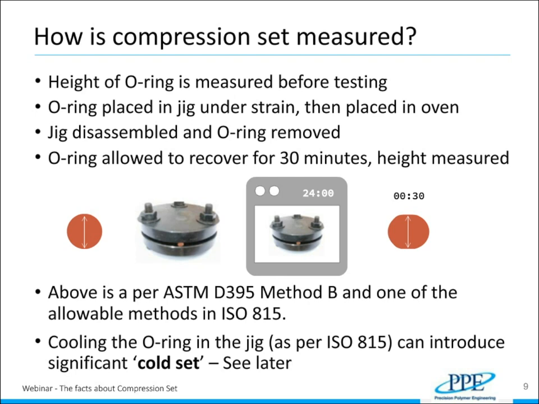The above is as per ASTM D395 method B, and it's one of the two allowable methods in ISO 815. ISO 815 also has a secondary method in which the O-ring is allowed to cool in the jig. However, this introduces a significant amount of what we often term cold set. Exactly what cold set is, I will address in some detail in later slides. So let's just park that thought for a minute and take a look at some typical compression set results.